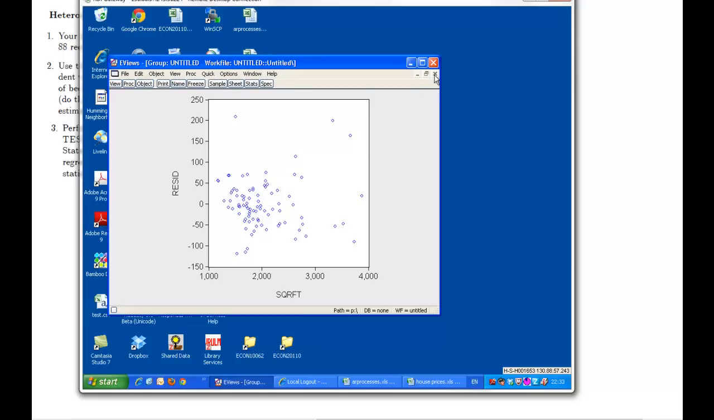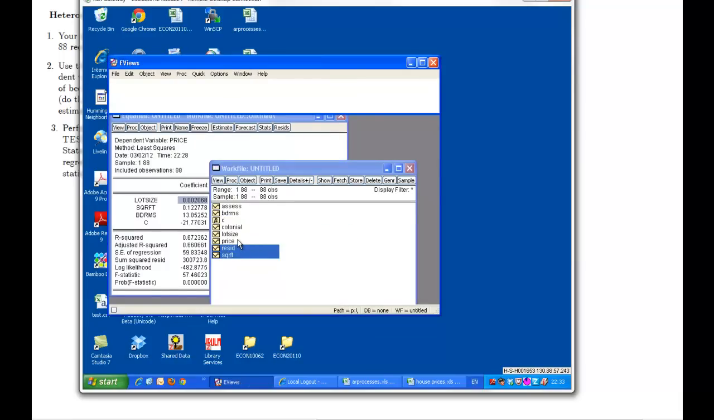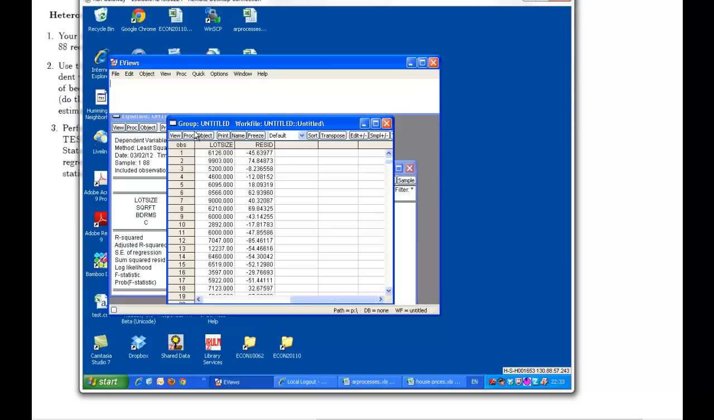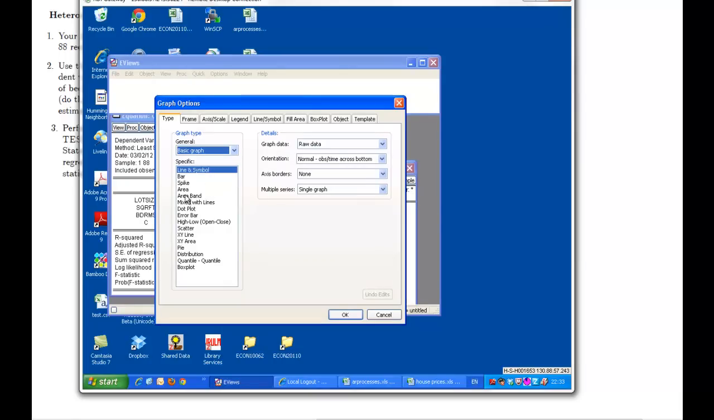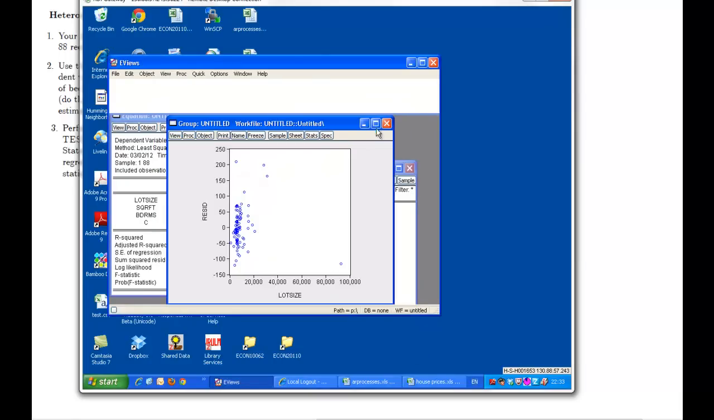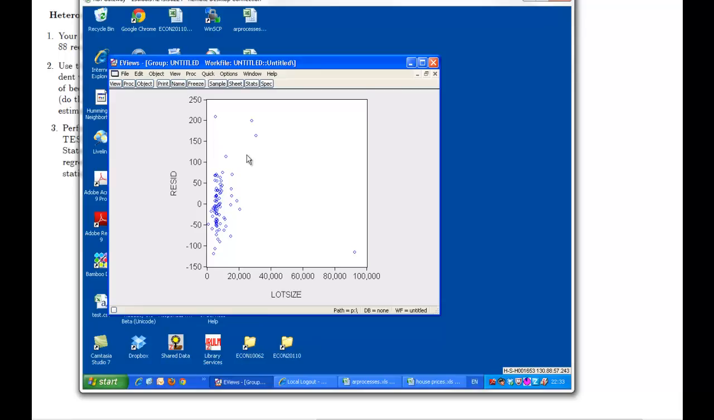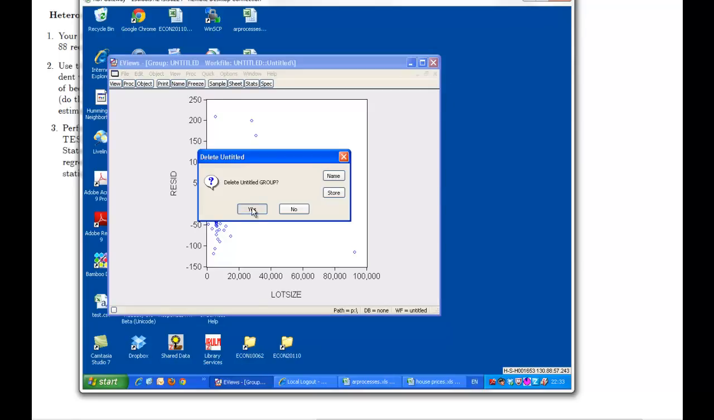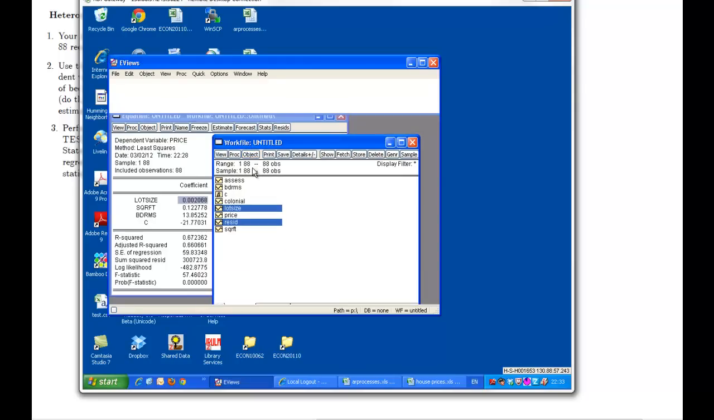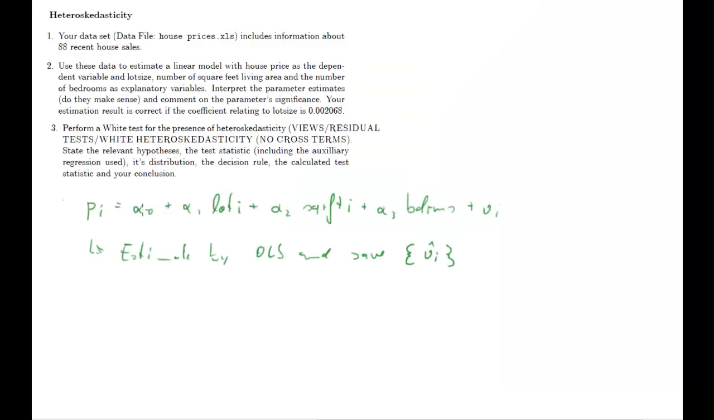So that was square feet against residuals. What about, for instance, the variable lot size against residuals? Can we see a clear pattern here? About the same. I can't really see a clear pattern. You clearly have one house that's much larger than the rest, so that makes it a little bit difficult to see here on the graph, but there doesn't seem to be a clear pattern. That doesn't necessarily mean there's no heteroscedasticity, because we have a number of variables here, and the variables could be correlated to the error variance in a complicated manner. And to do this, we'll do a White test.